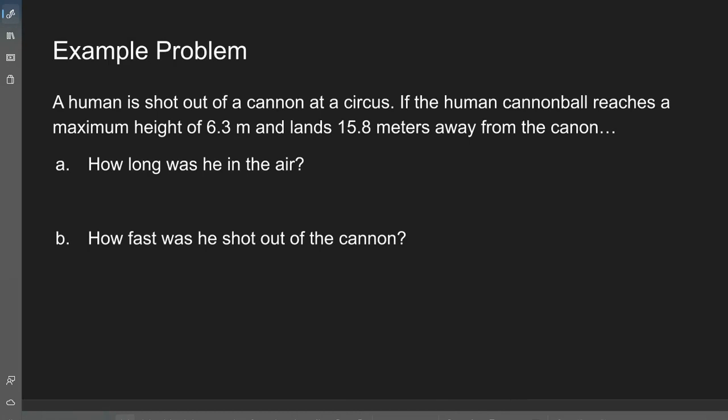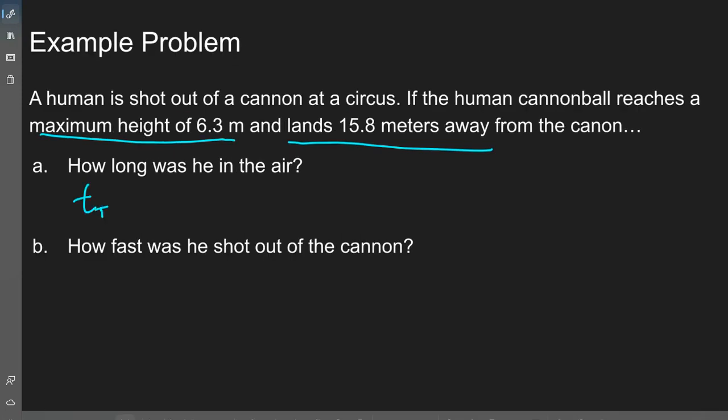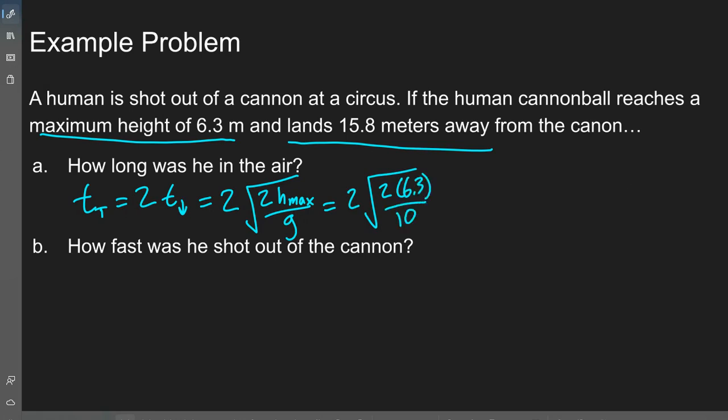Okay, so how long was he in the air? Well, I'm reading through. We're given a maximum height of 6.3 meters and lands 15.8 meters away. So we're given maximum height, so let's use the fact that the time total for something is equal to 2 times. And which of our time equations uses maximum height? Well, it is time down. So it's 2 times the square root of 2 times our maximum height over g. Right, this is our equation part of the GUESS method. I just wrote the equation there. Okay, so this is 2 times the square root of 2 times 6.3 divided by 10.